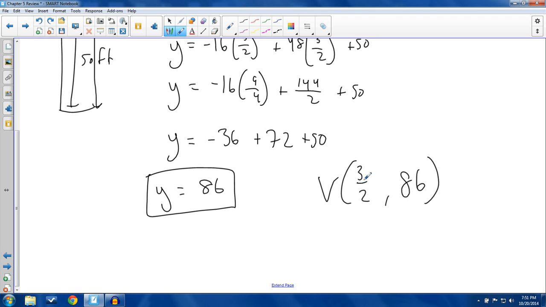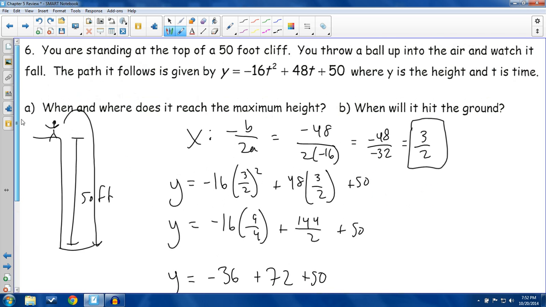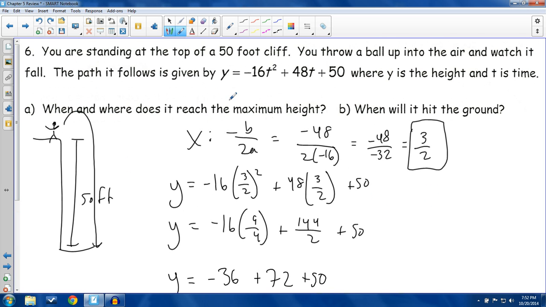Now 3 over 2 is in time, so if you think about that, that's 1.5 seconds. After 1.5 seconds, the ball reaches its maximum height of 86 feet. So to answer the question that was being asked, when and where does it reach the maximum height? There it is, at your vertex.